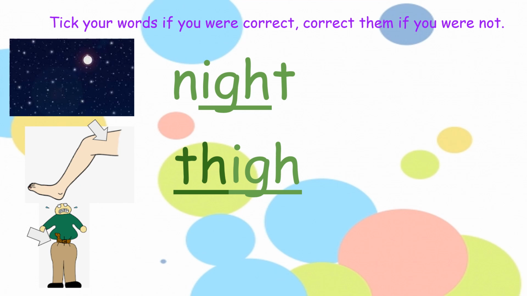And now your third word was tight. How many sounds are there in tight? Superstars, there are 3 sounds in tight, so put up your 3 fingers. Let's say our word, tight. And now let's pinch our sounds. T-igh-t, tight. Let's see if you're correct. Fantastic. Well done. Give yourself a tick.